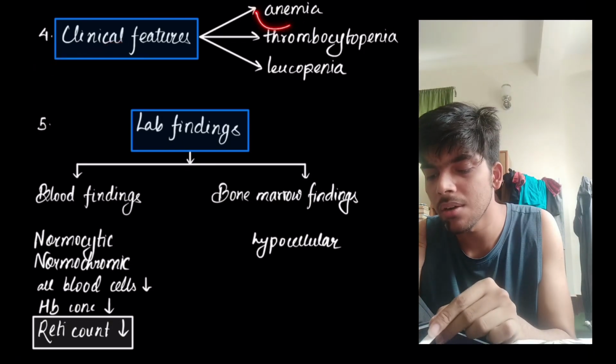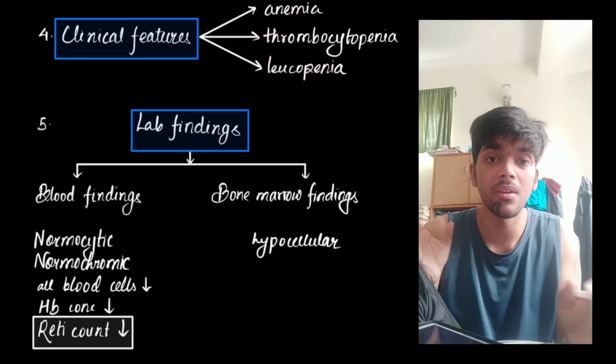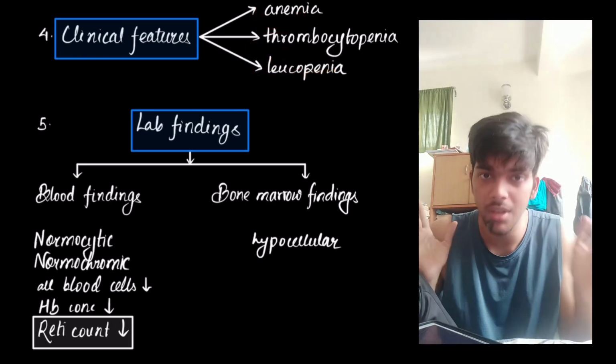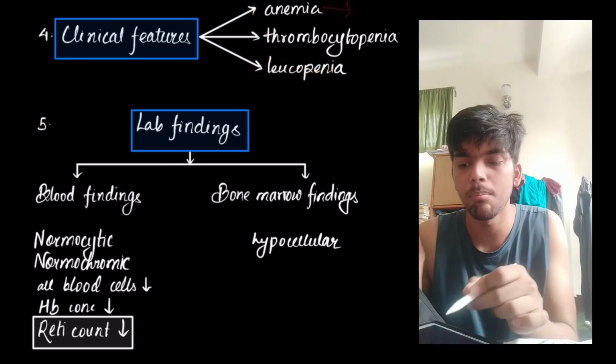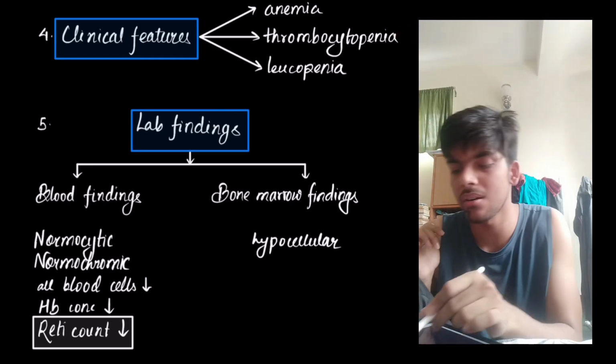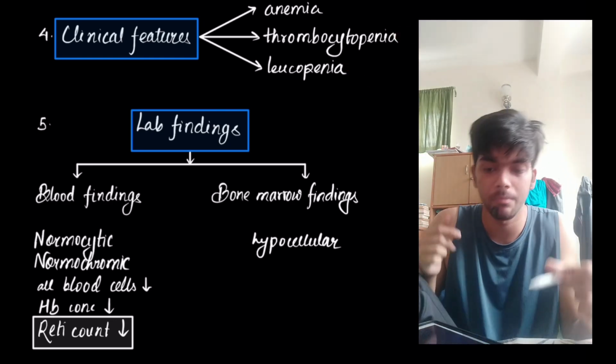Okay, as for clinical features, simple. Since there is combination of anemia, thrombocytopenia, and leukopenia, you can write the general clinical features of all three of them. So anemia, lethargy and pallor; thrombocytopenia, clotting disorder; and leukopenia, there is infection.